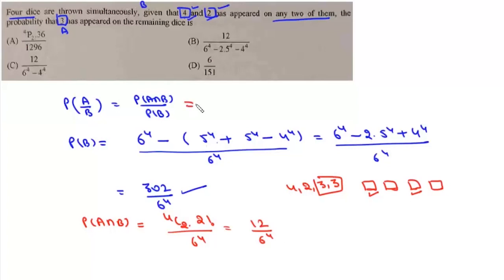So this conditional probability will be simply 12 upon 302, which is 6 upon 351, and that's your option D.